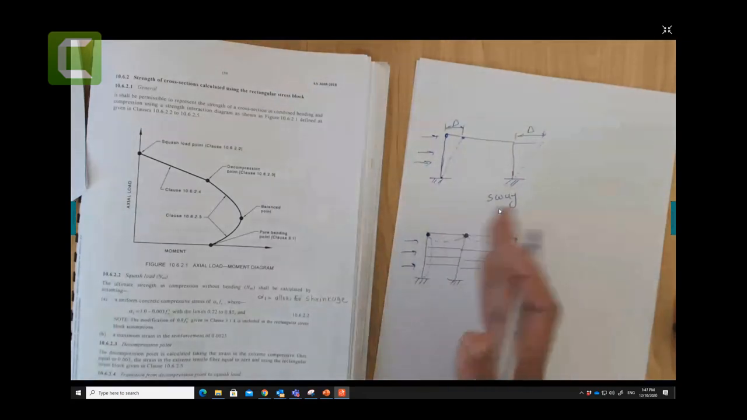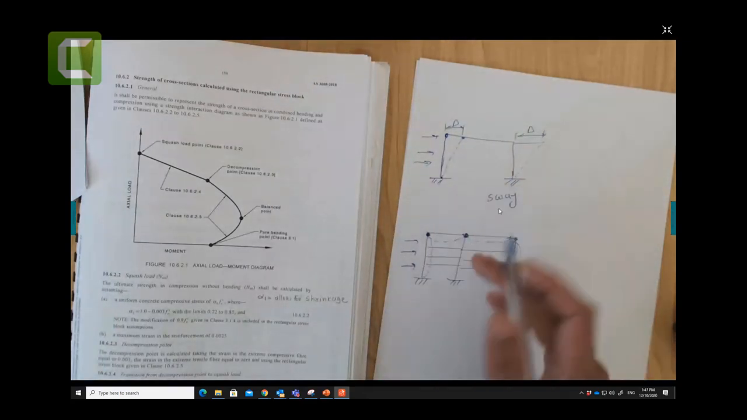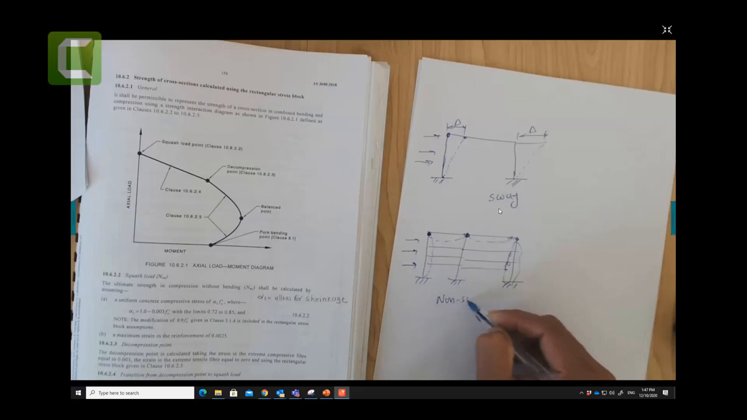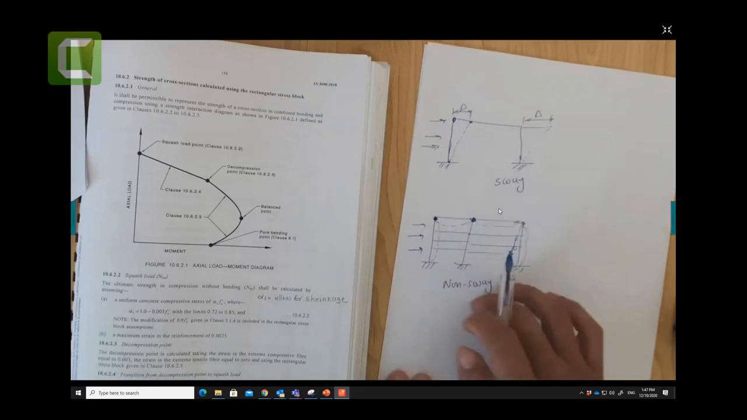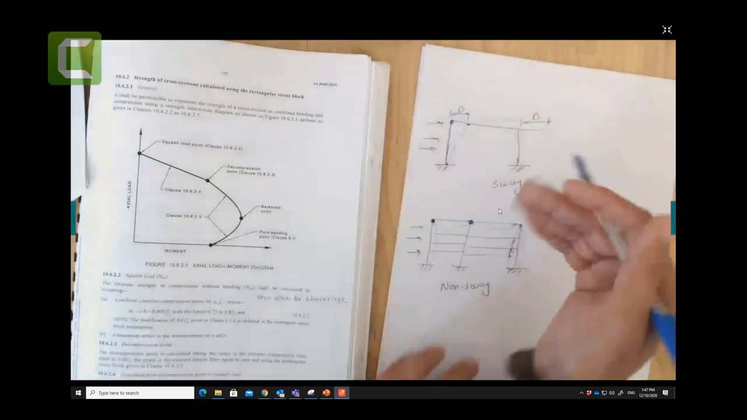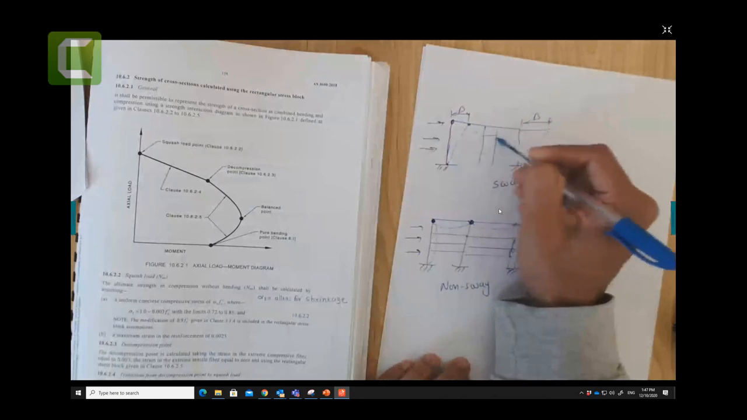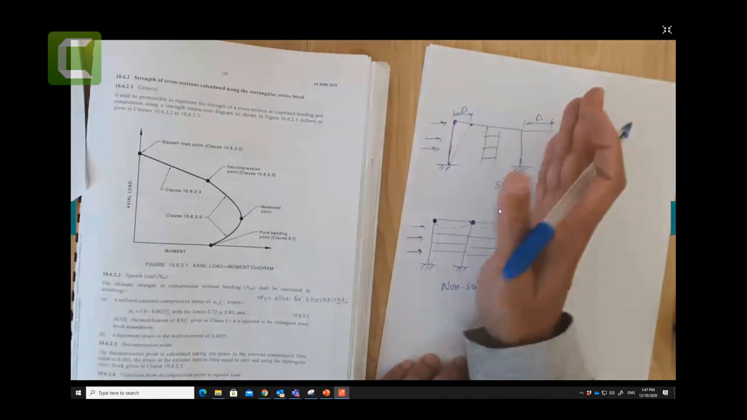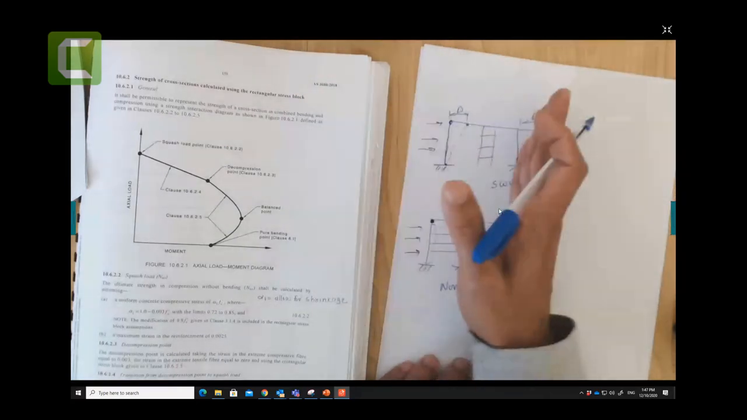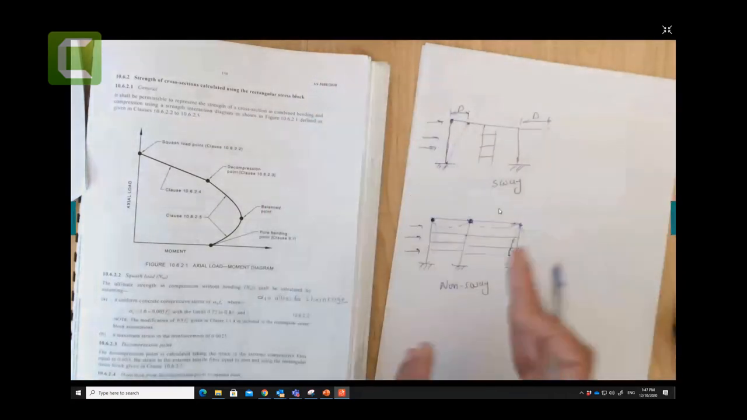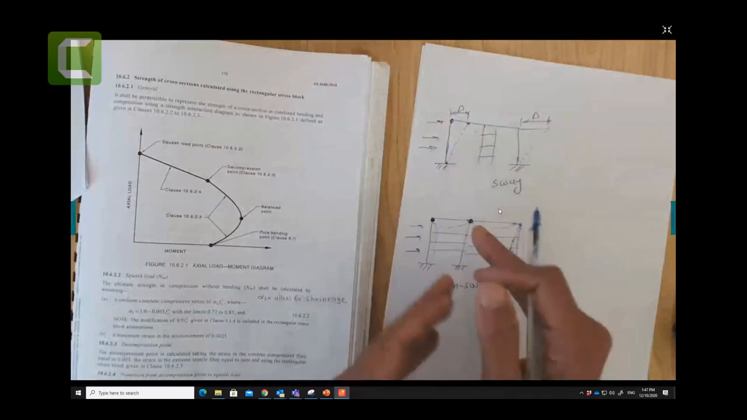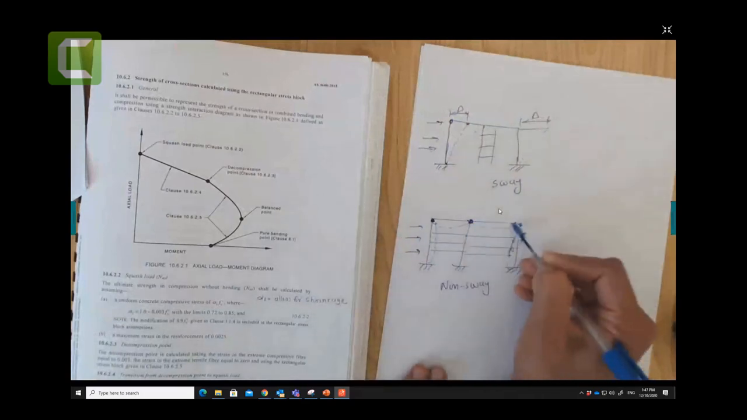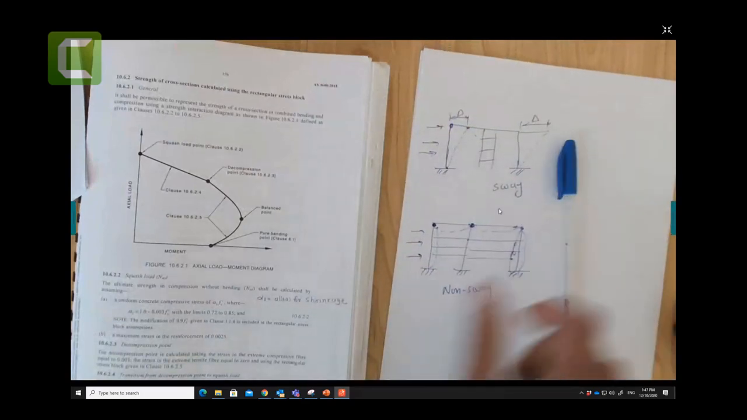That was the meaning of this sway and non-sway frame. Okay. So I hope you understand this sway and non-sway. Sway means that you don't have those shear walls to prevent the lateral displacements. This frame is going to do this. In here, your connections are not going to have any displacement.